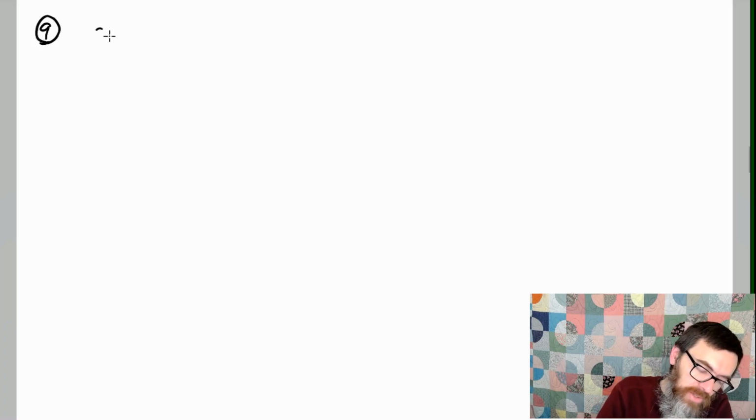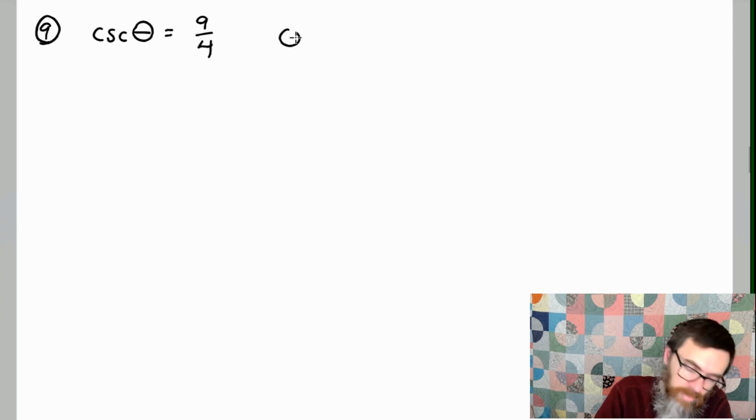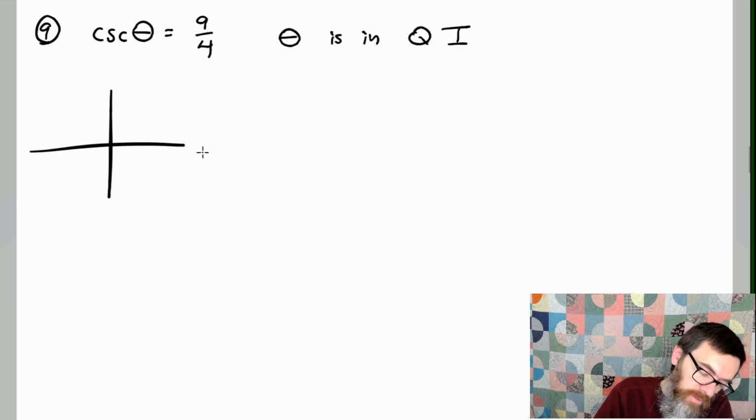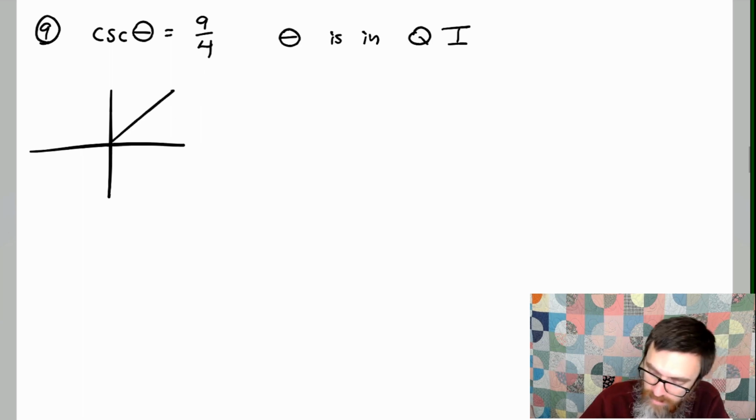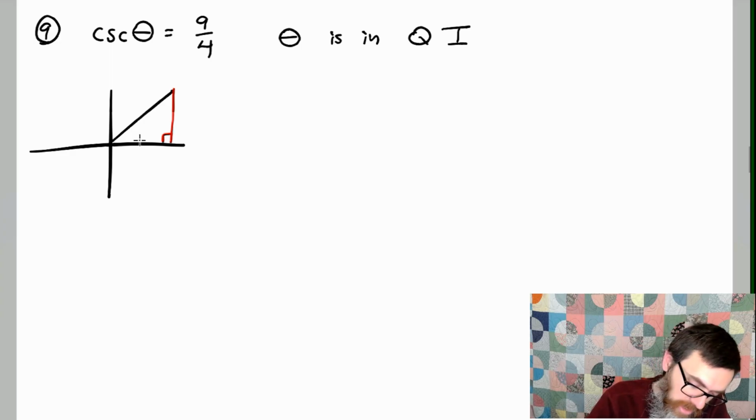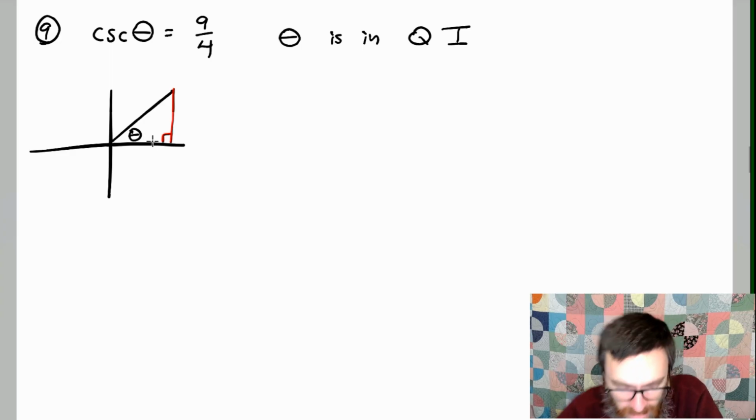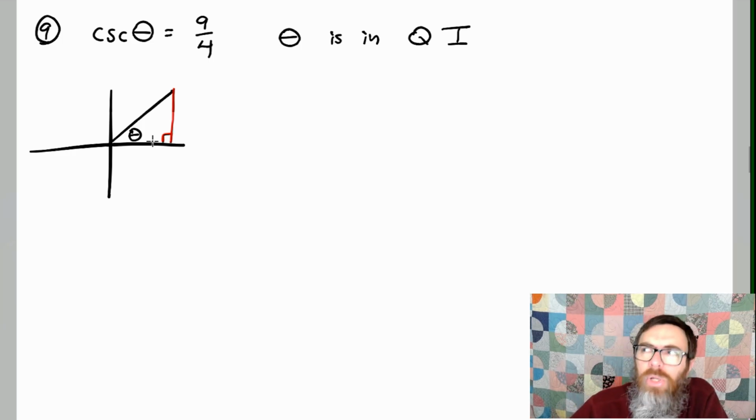Number 9 says that the cosecant of theta is 9 over 4. Theta is in quadrant 1. All right, so I'm over here somewhere. Drop that perpendicular. Here's my theta.